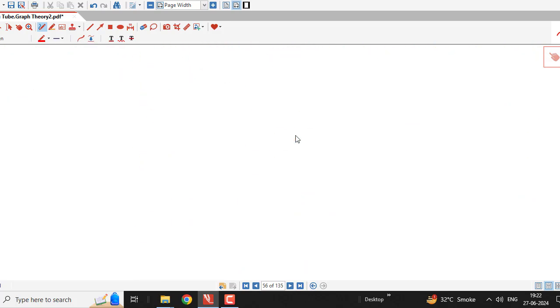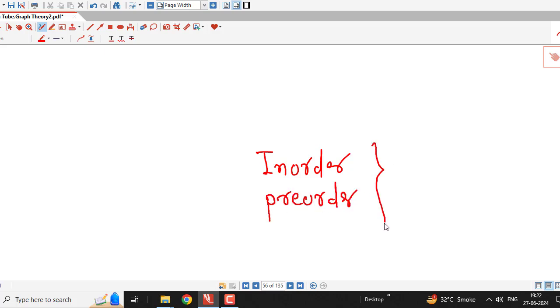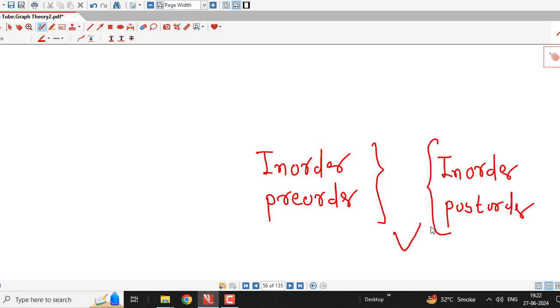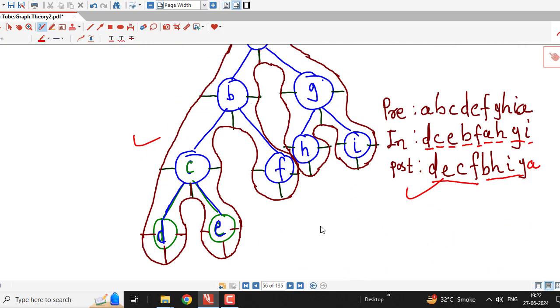So this is all about this session. In this session we have discussed how to construct a binary tree if we are given Inorder and Preorder, and how to construct a binary tree if we are given Inorder and Postorder traversals of the required binary tree.